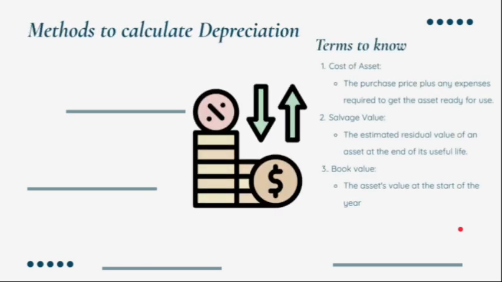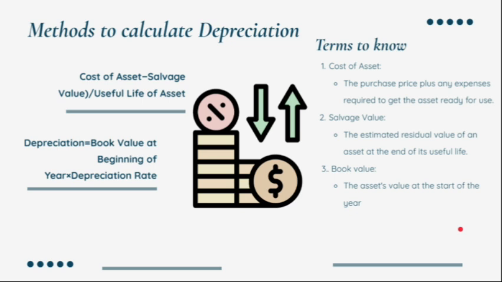Some terms to know when it comes to depreciation. Cost of asset. The cost of asset is the purchase price plus any expense required to get the asset ready for use. The salvage value is the estimated residual value of an asset at the end of its useful life. The book value is the asset's value at the start of the year.